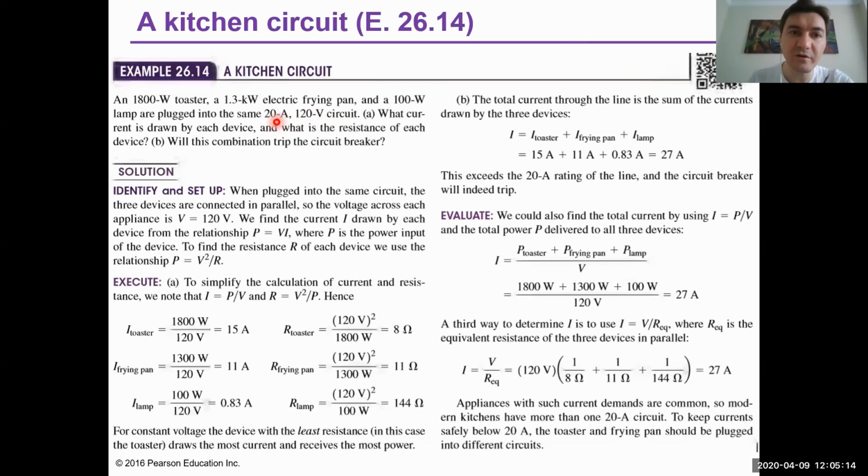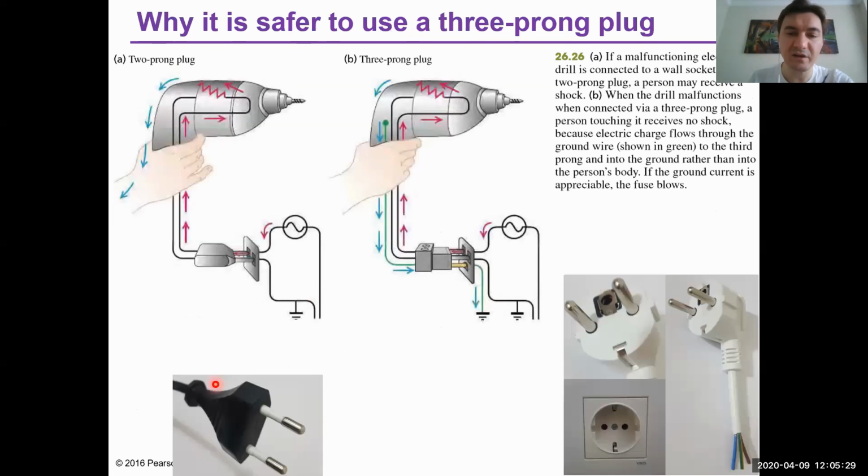So what was the circuit breaker? The circuit breaker allows 20 amp, and here we have 7 amps more. What will happen? This exceeds the 20 amp rating of the line, and the circuit breaker will indeed trip. So electricity will be cut off by the circuit breaker.